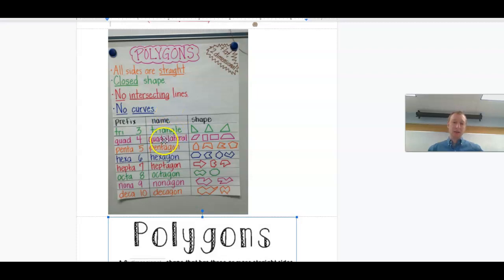And we name our polygon based on the number of sides, right? A triangle has three sides. A pentagon has five sides. A heptagon has seven sides.